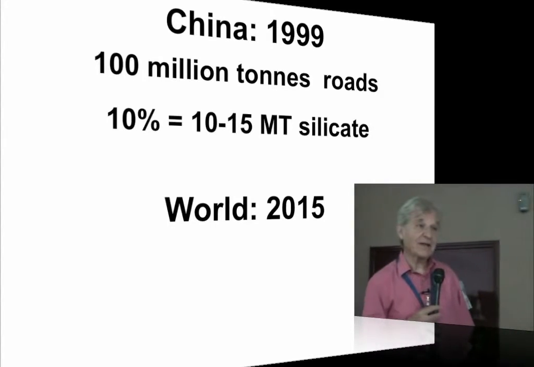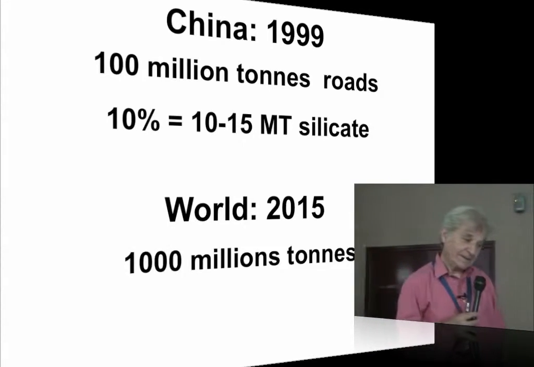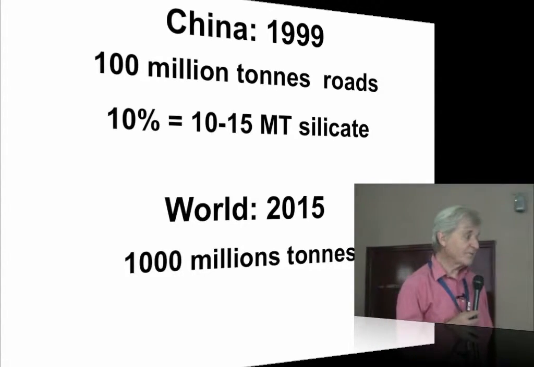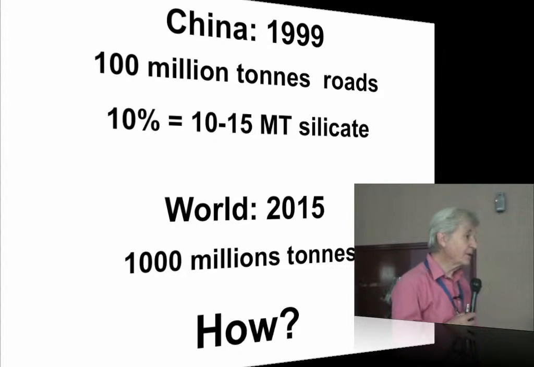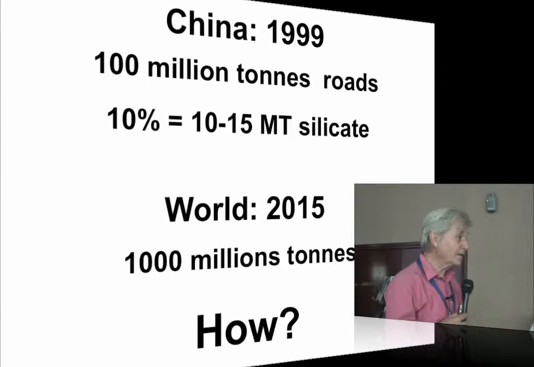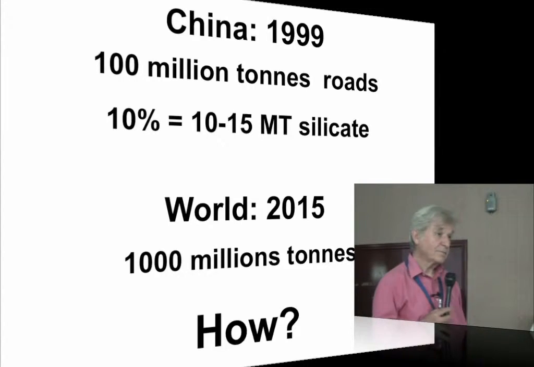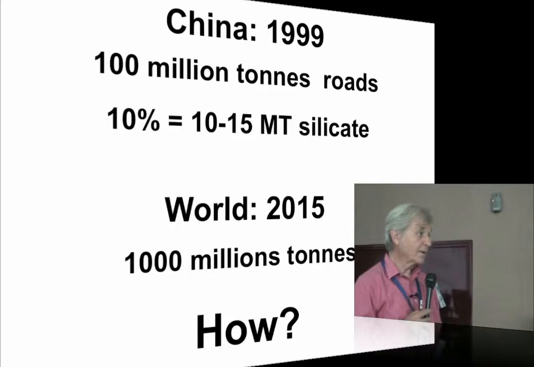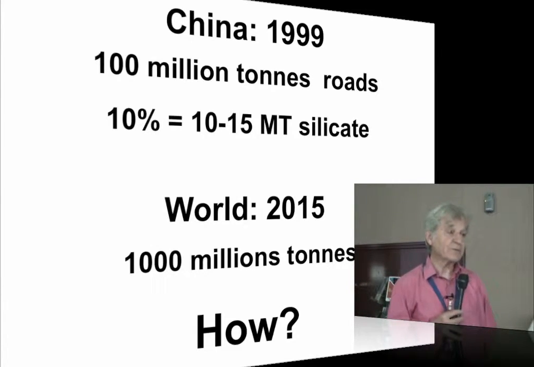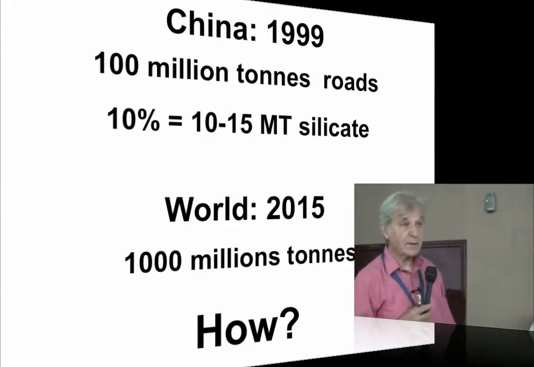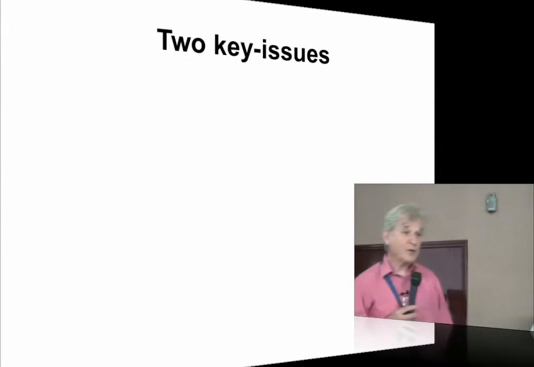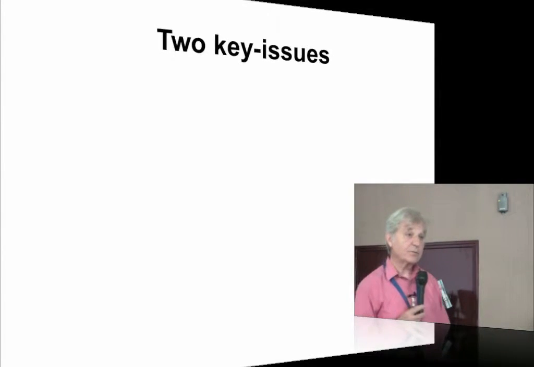It's obvious that we did not have the answer. For the world, in 2015, it is 1,000 million tons. How can we get these 100 million tons of silicate? Impossible, with the regular way of making silicate, even sodium or potassium. Because what is the problem here? We'll discuss it later.